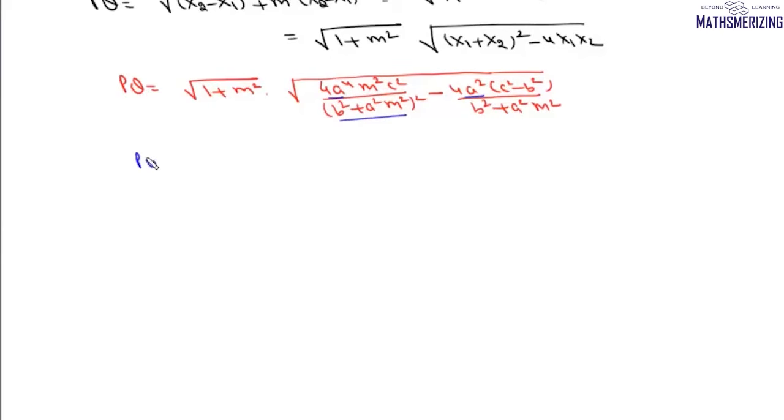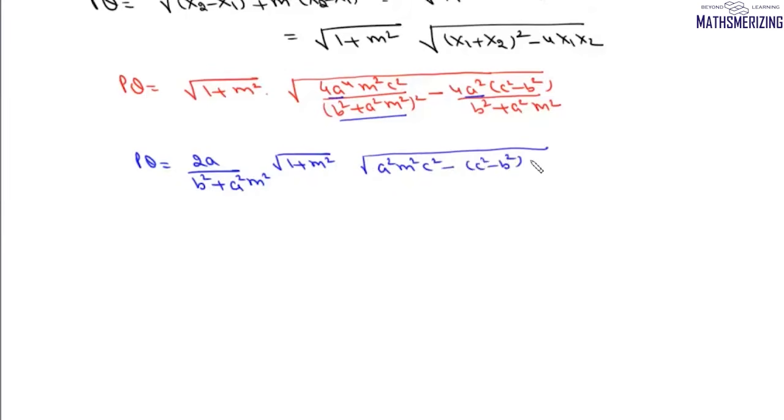So we can write this PQ as 2a upon b square plus a square m square into under root of 1 plus m square, and then we'll have a square m square c square minus c square minus b square into b square plus a square m square. Now we'll further simplify it.